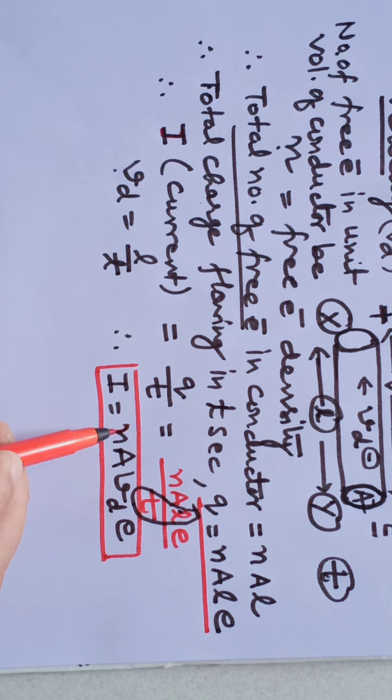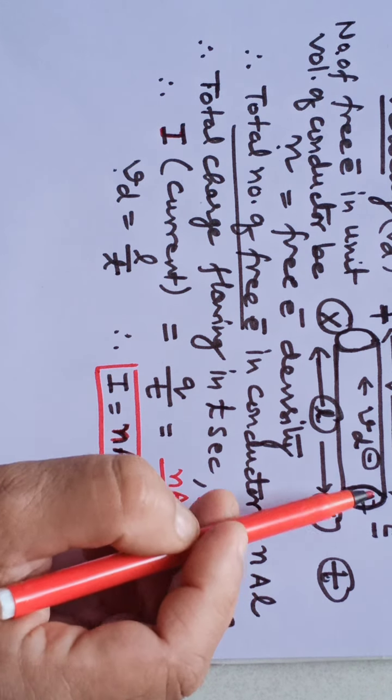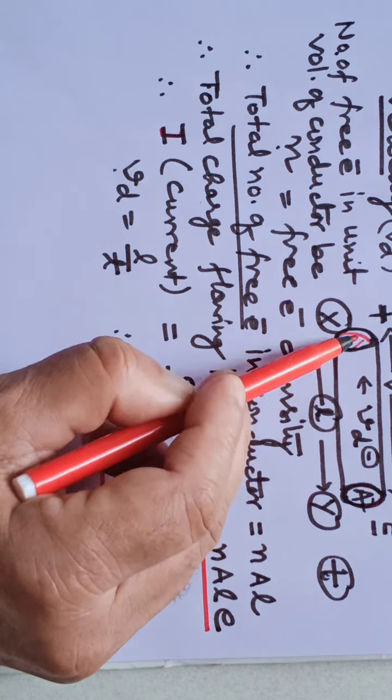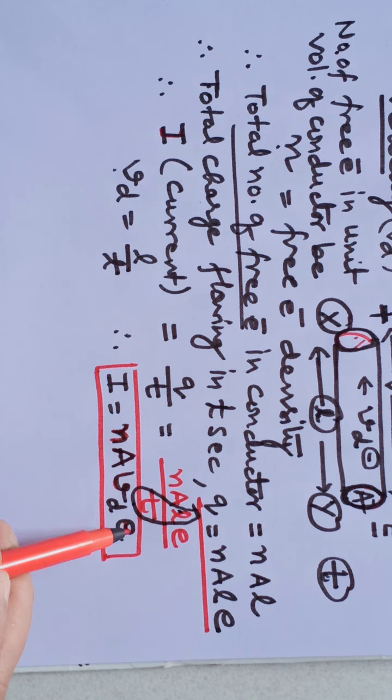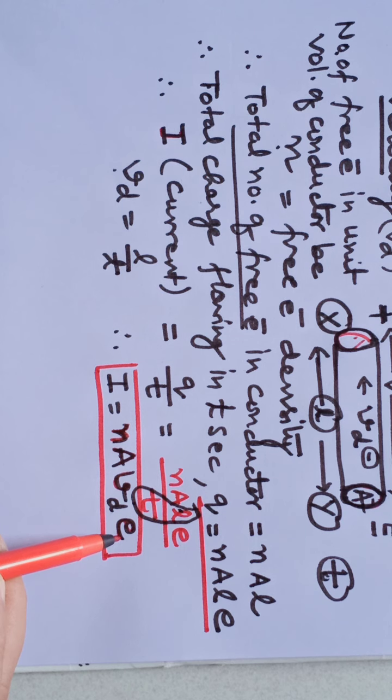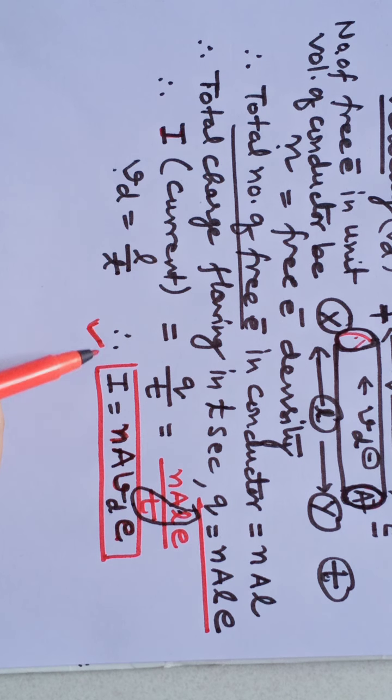That is free electron density, area of cross section of the conductor, drift velocity Vd, and the charge on each electron. So this is the famous relation between current and drift velocity.